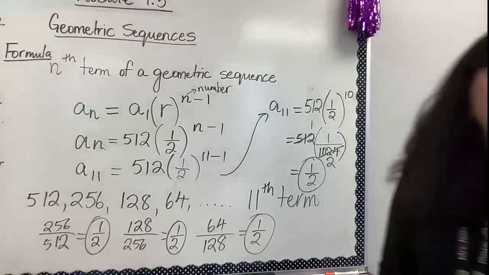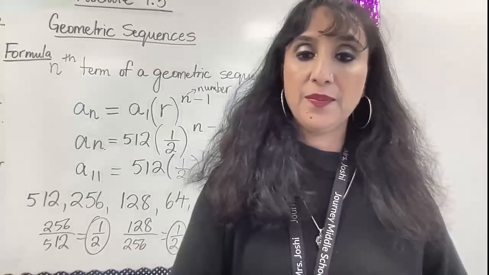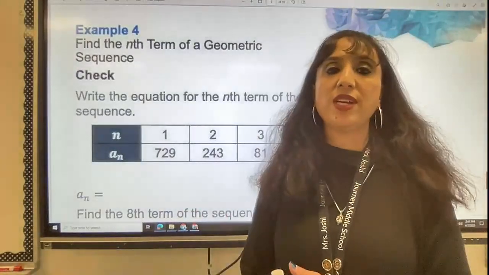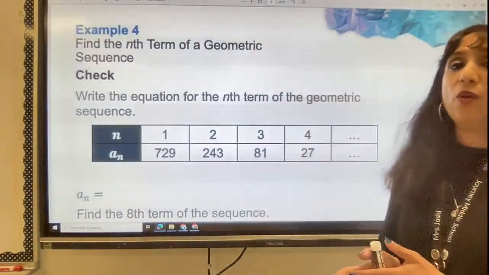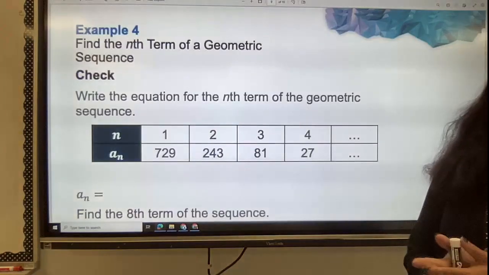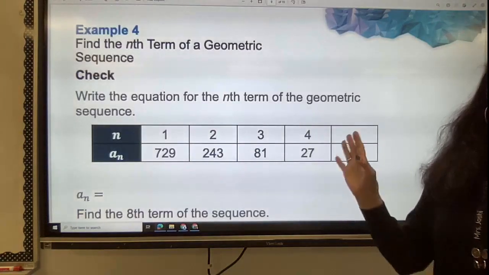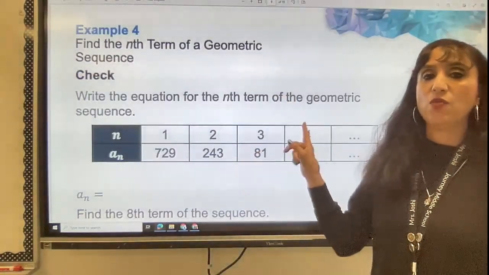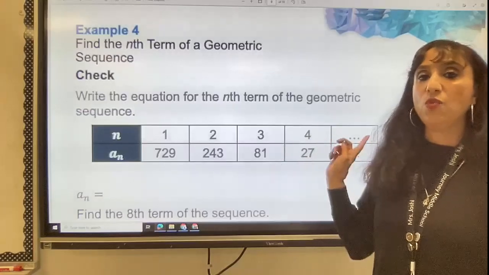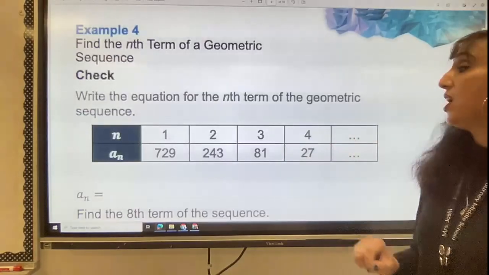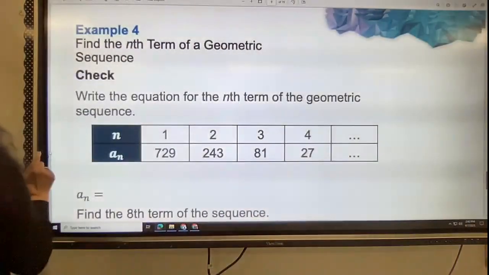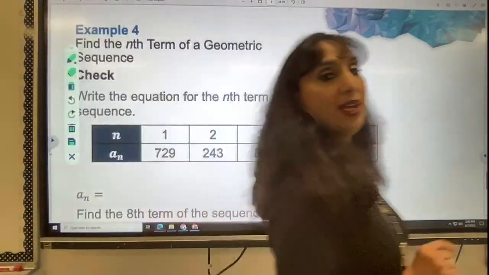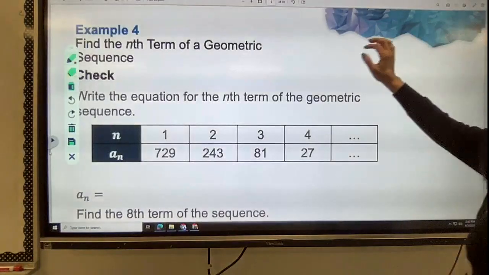I'm going to take you to my whiteboard for this one. All right, so let's look at this question. It's saying find the nth term of a geometric sequence, writing the equation for the nth term. We have the values given to us. The first term is 729, the second is 243, the third is 81, the fourth is 27. So we are trying to find the 8th term.